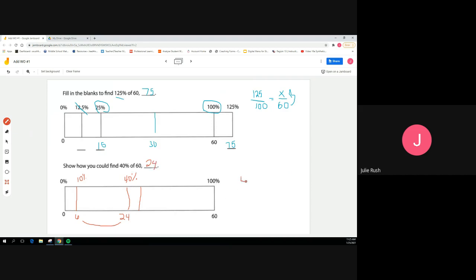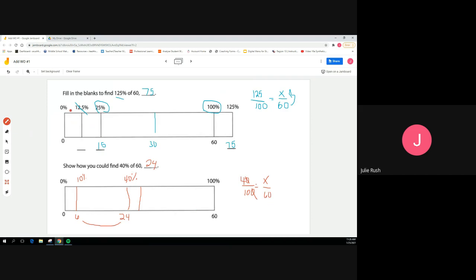And that proportion would be 40 over 100, or you could even do 4 over 10, and then it would be x over 60. So that's a really quick way for you to use percent bars to solve percent proportion problems.